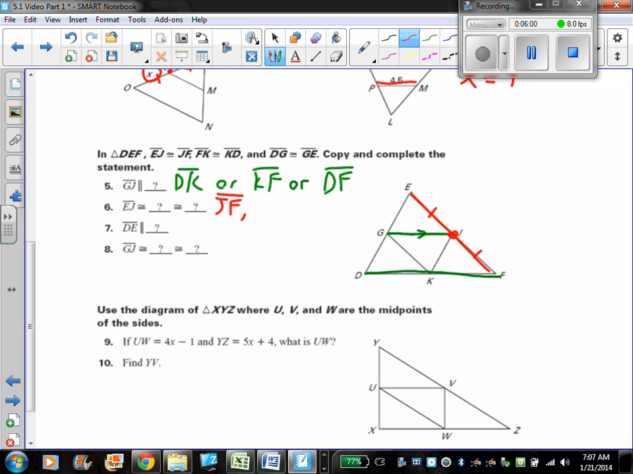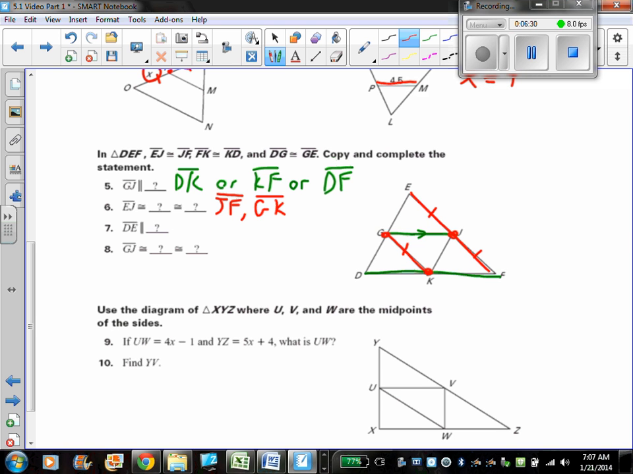Well, all you have to do is remember that mid-segments are half the length of the sides that they're parallel to. So that tells us that since GK is the mid-segment that's parallel to EF, that means that GK is going to be the same as half of EF, which means that it's the same as EJ as well. So we have GK also being parallel, or congruent, I mean.